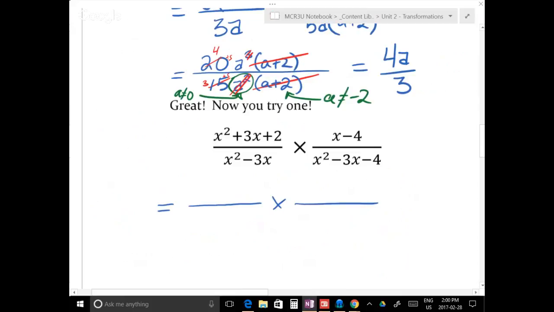Like we said before, how many things are there? There's 2 fractions. Each of them has a numerator. Each of them has a denominator. So how many things are we dealing with total? Just 4. We're just going to go one at a time. Which one do we do first?